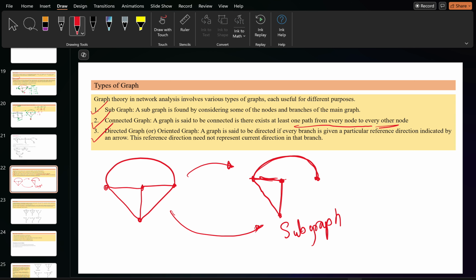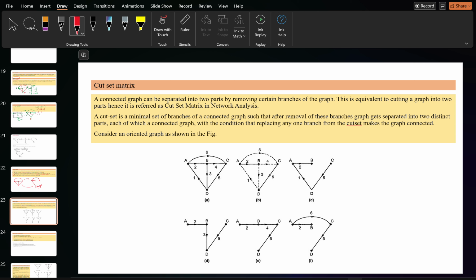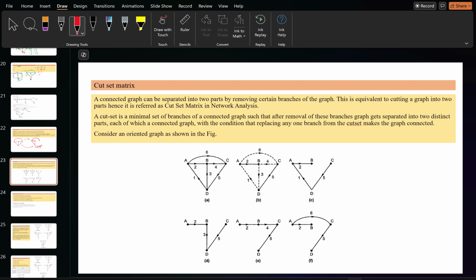I hope you have got the answer. I understand. Okay. So let me go with the most important part, that is the cut set matrix. Okay. So cut set matrix is actually a very, very important part and how to form it.